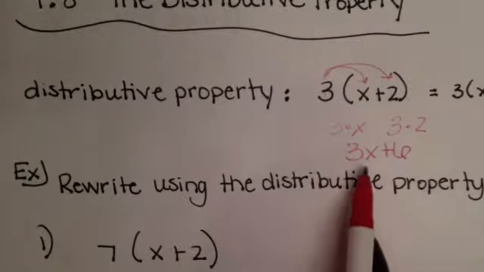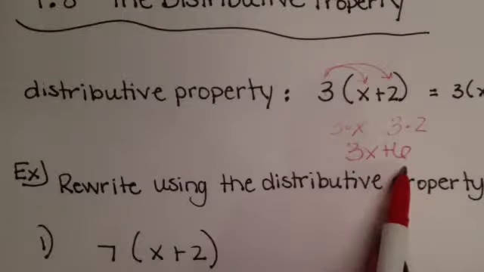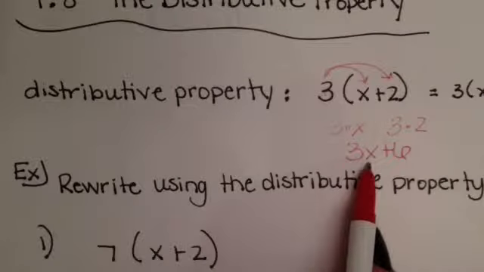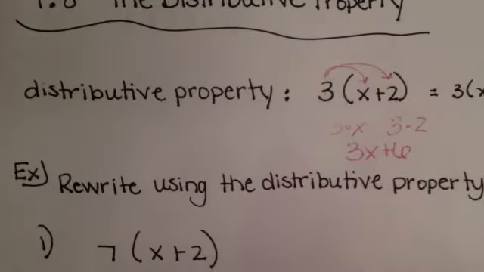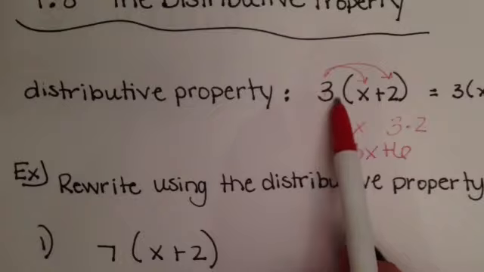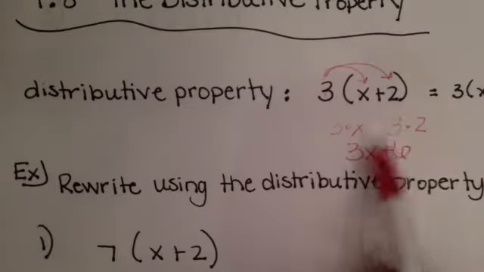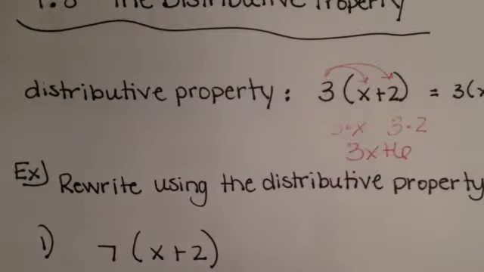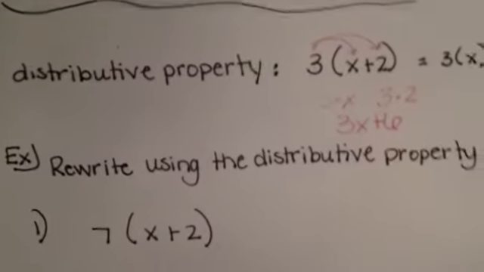Can these two pieces be put together? No. One has an x, one does not. The biggest mistake is that people forget to send it to both pieces. Okay, so you have to distribute that to both pieces. Let's try some of these together.